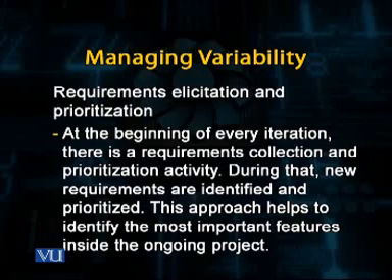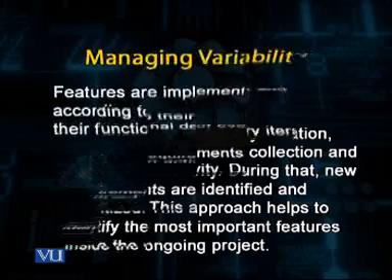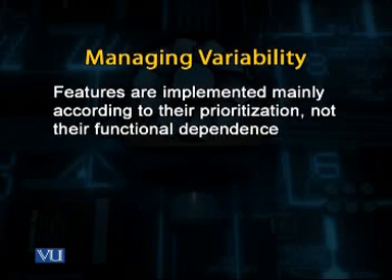Before every iteration is started, there is a requirements collection and prioritization activity. During that activity, new requirements are identified and prioritized. This approach helps to identify the most important features inside the ongoing project. And one more thing, that is, the features are implemented mainly according to the prioritization and not their functional dependence. And this is a departure from our traditional software development approaches.